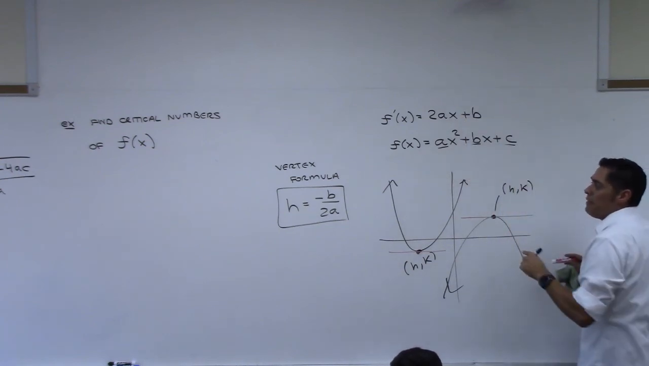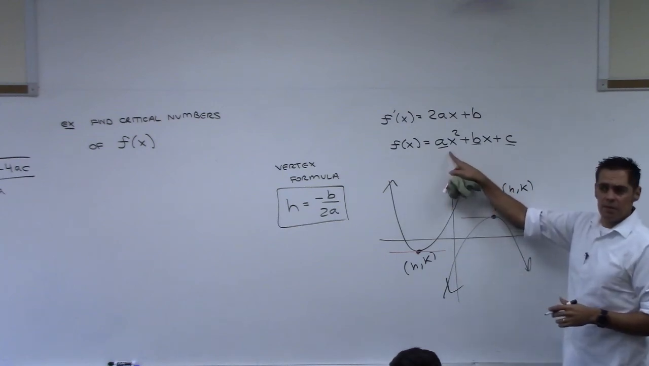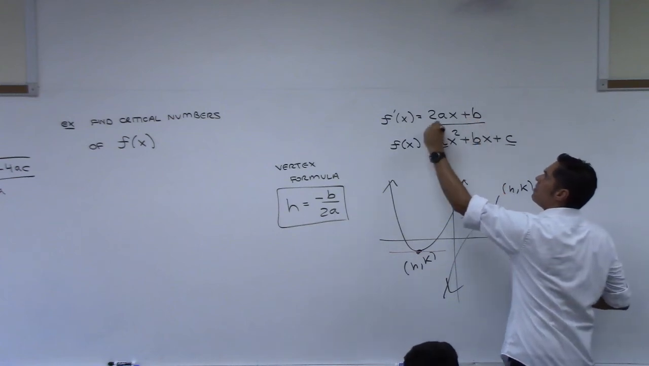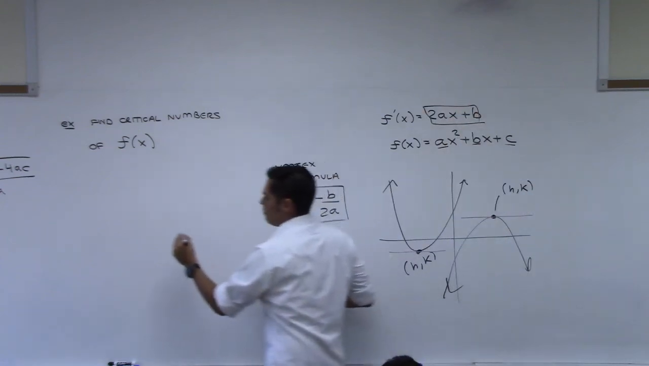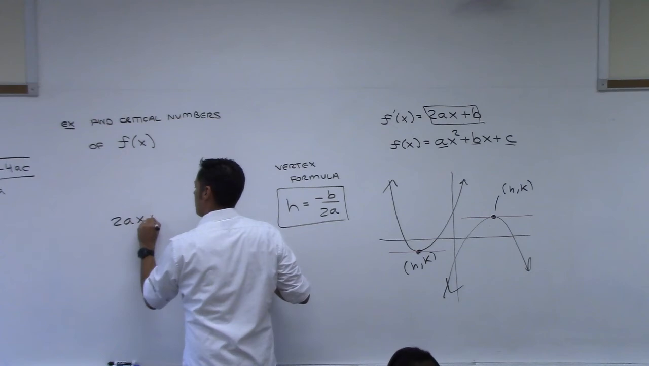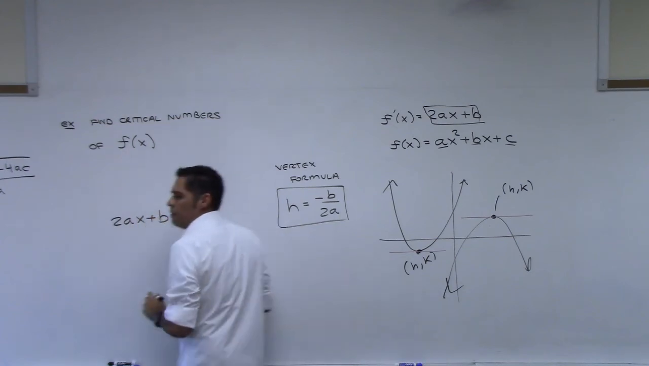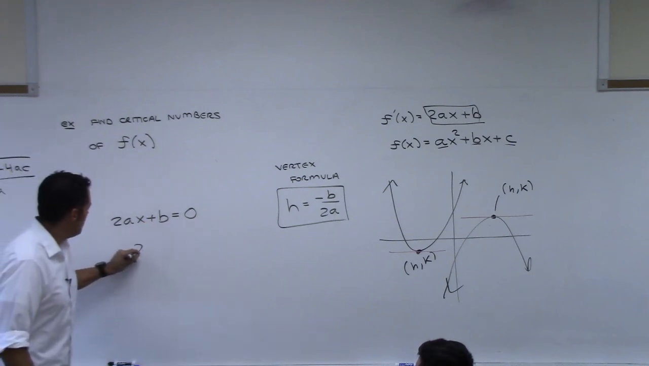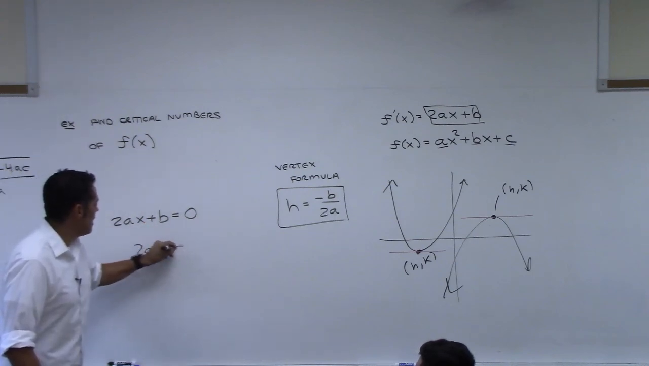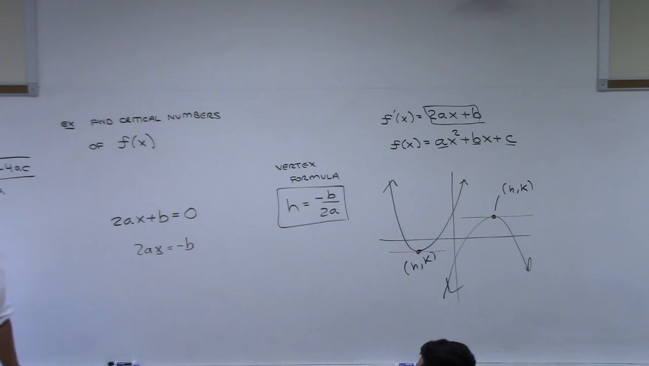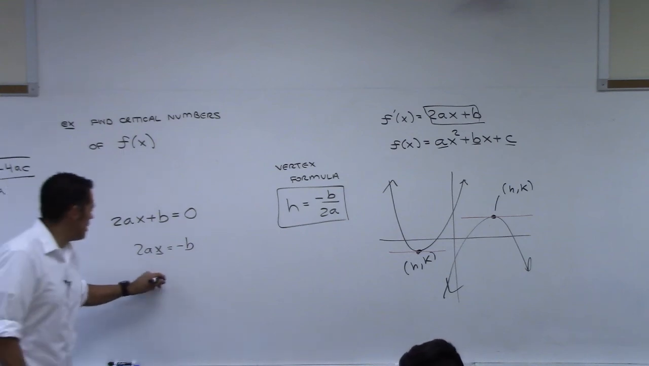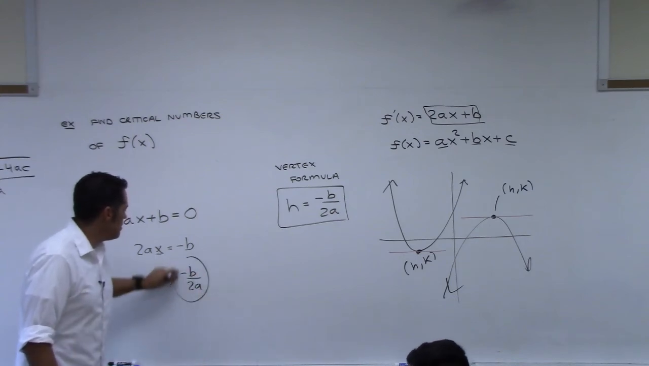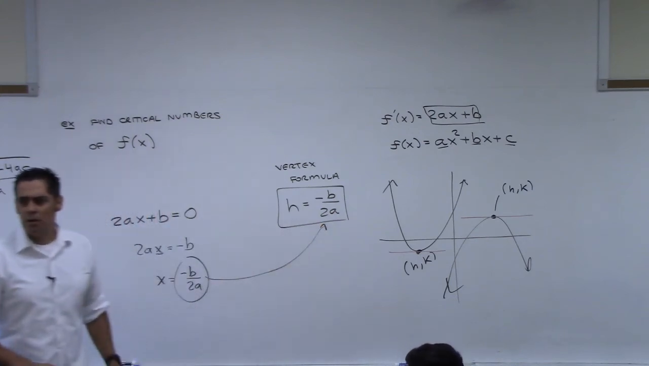So if I were to say find the critical numbers for this, you would take that and set it equal to 0. First thing you would do is move the b over, so you have 2ax equals negative b. Now if I'm solving for x, what would you divide by? 2a. So you get x is equal to negative b over 2a. And this is no coincidence. That's exactly where it comes from.